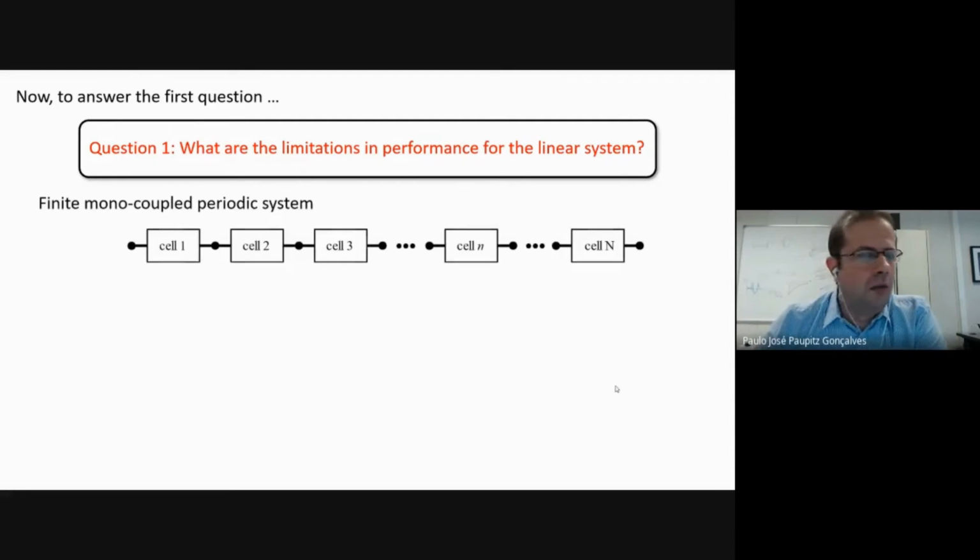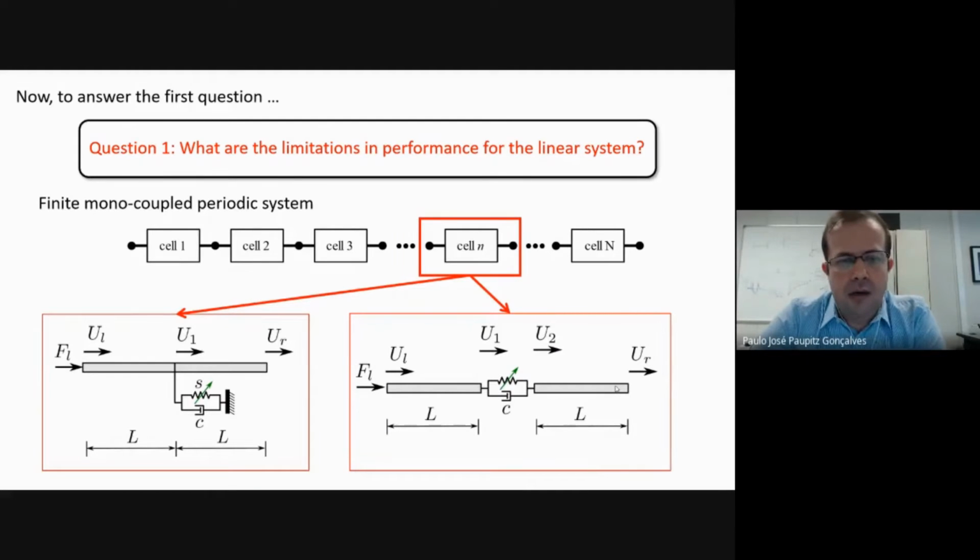Okay, so now the first question is, what are the limitations in the performance for a linear system? So again, we are looking at finite mono-coupled periodic systems of n cells. And in this case, we are studying two configurations. We didn't enter the resonance case where you have a vibration absorber yet, but we are looking at these two configurations. The first one is we have two rods, and we have put a nonlinear spring right in the middle of these two rods.